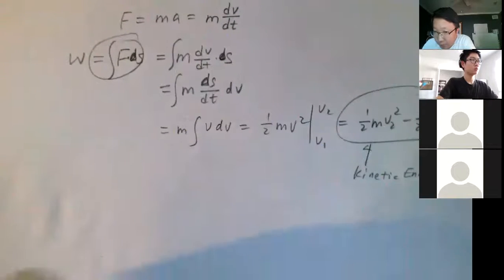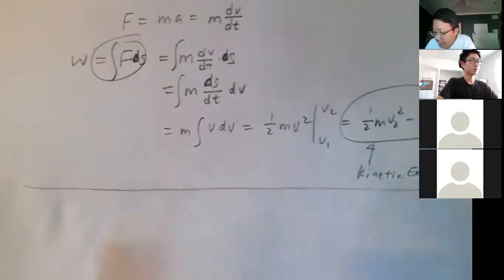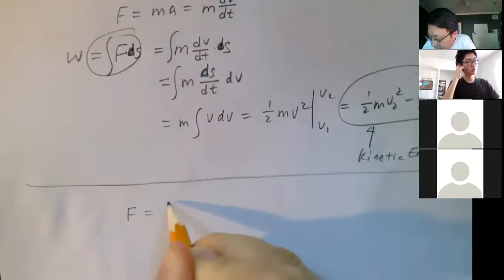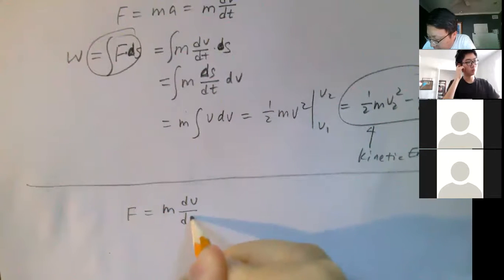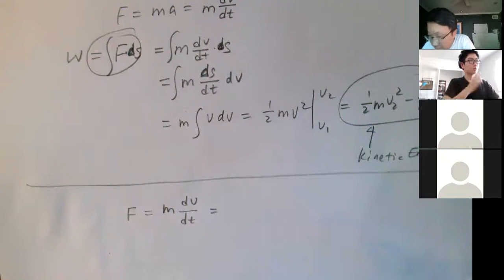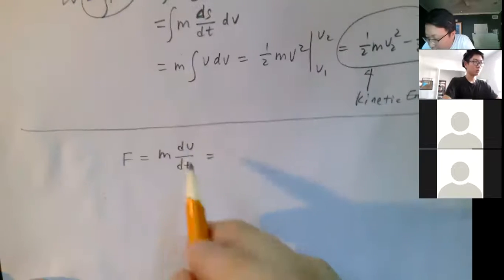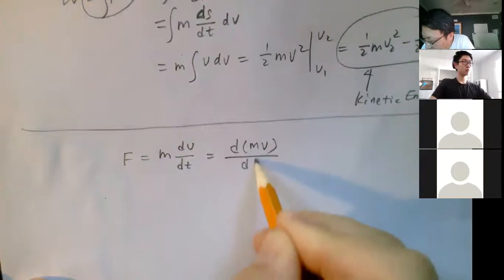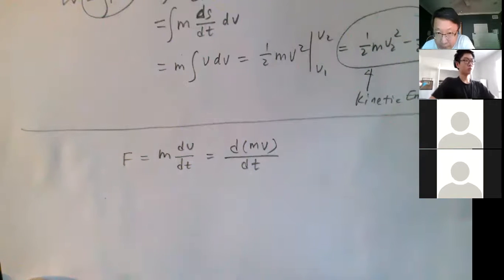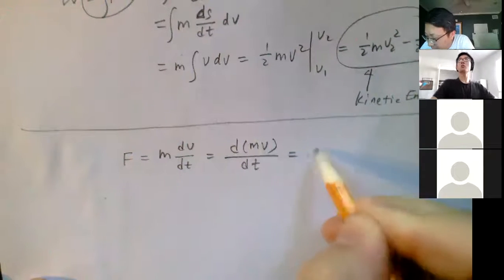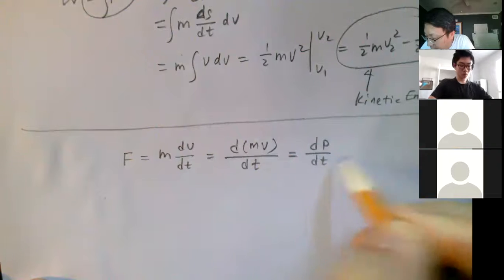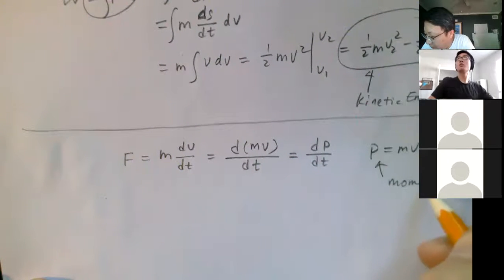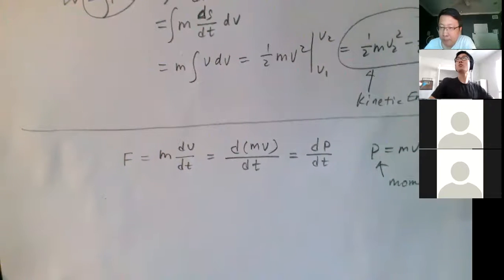Okay, so now the next one to explain is this, right? F equals m dv/dt, right? If you move m in, it becomes d(mv)/dt. Because m is constant, this becomes dp/dt. So that's why we call p equals mv. p is called the momentum. Got it?